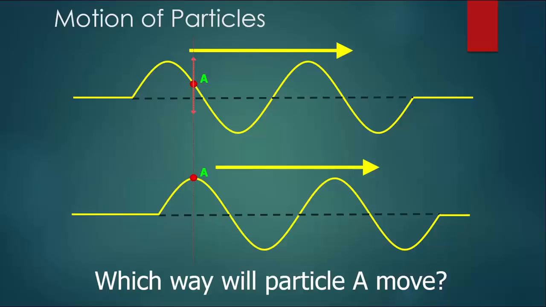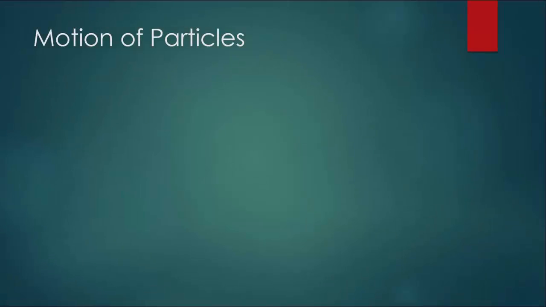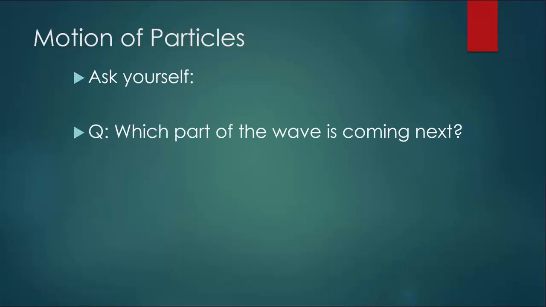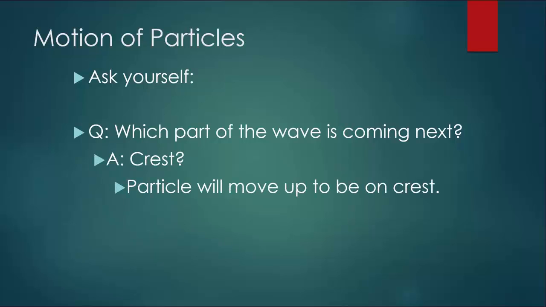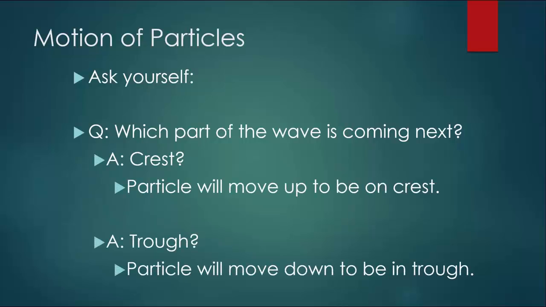It should be obvious where particle A is now. It's at the top of this crest. Which way did it move to be on top of this crest? It moved up. If you need to predict the motion of a particle of a wave, ask yourself this question. Which part of the wave is coming next? If a crest is coming next, the particle has to move up to be on the crest. If a trough is coming next, then the particle has to move down to be in the trough. It really is as simple as that.